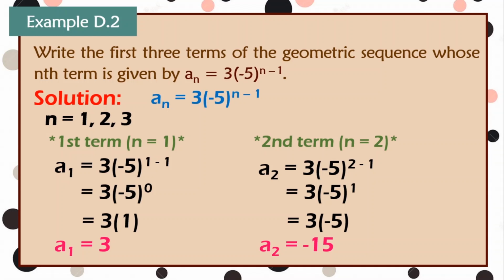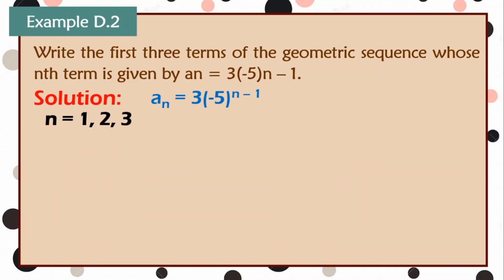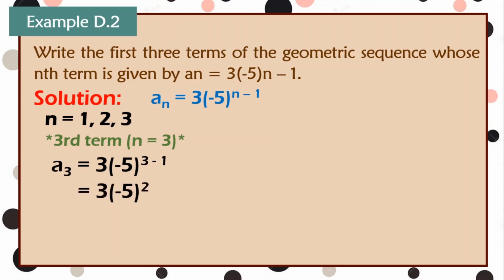Next, for the third term, the value of n is 3. Substitute again: 3 times negative 5 raised to 3 minus 1. And 3 minus 1 is 2. So, negative 5 raised to 2 is positive 25. And 3 times 25 is 75. So, that is our third term.